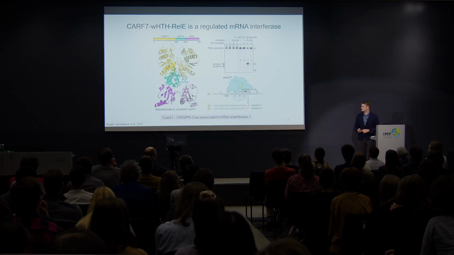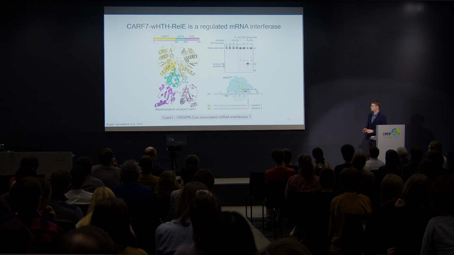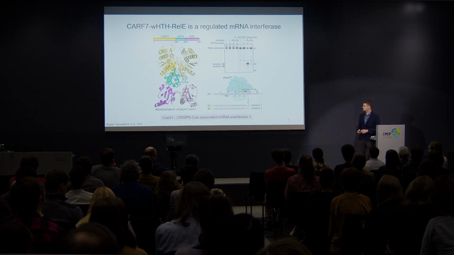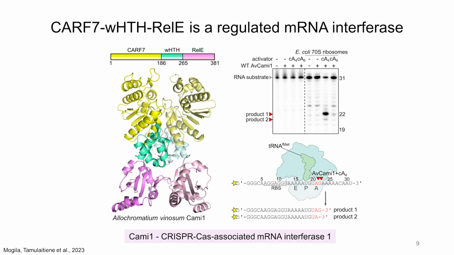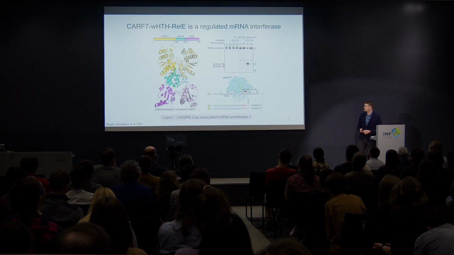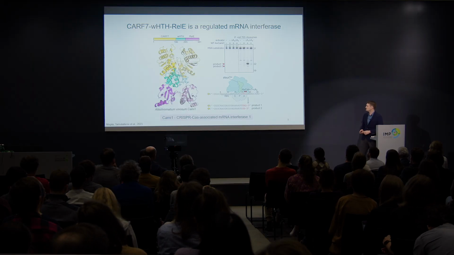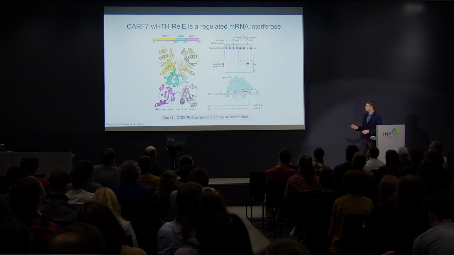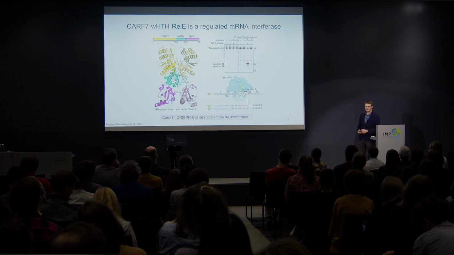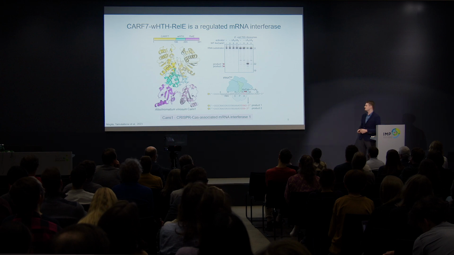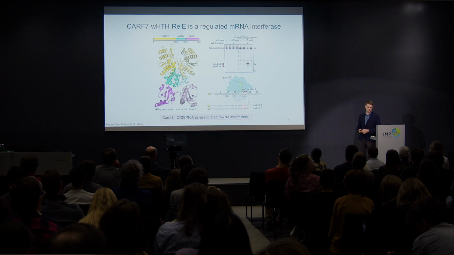Now we solved a crystal structure of a CARF-RelE fusion protein. So the structure confirmed that it is a dimer. It is composed of an N-terminal CARF domain, a middle winged helix-turn-helix domain, and a C-terminal RelE domain. When we incubated this protein with RNA, we didn't see any cleavage despite adding activators. But when we pre-assembled the same RNA with a ribosome and then added the protein, we saw a prominent cleavage when we added cyclic tetraadenylate to the reaction mixture.